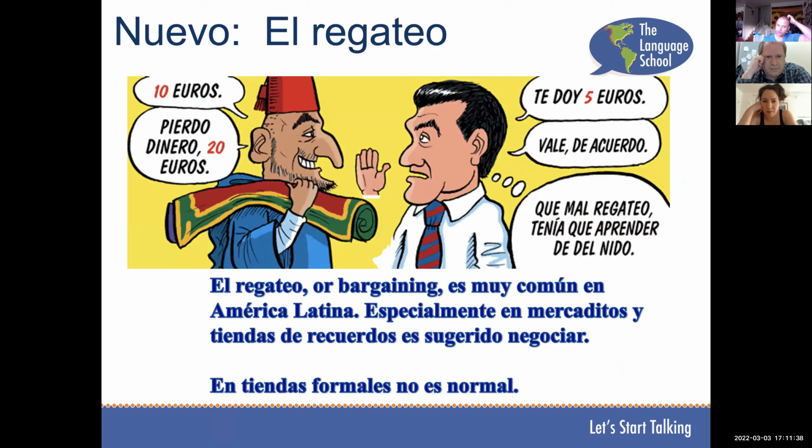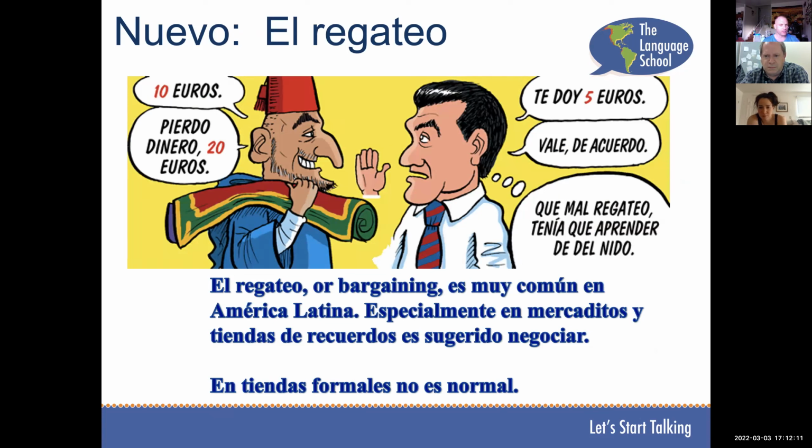Okay, regateo. This will be the last thing we look at. Regateo means bargaining, hustling, negotiating. Es muy común en América Latina, especialmente en mercaditos y tiendas de recuerdos. Es sugerido negociar. En tiendas formales no es normal. Okay, so it's a very common practice in Latin America, and it's suggested to do it, right? If you're not asking for a better price, you're probably getting ripped off.